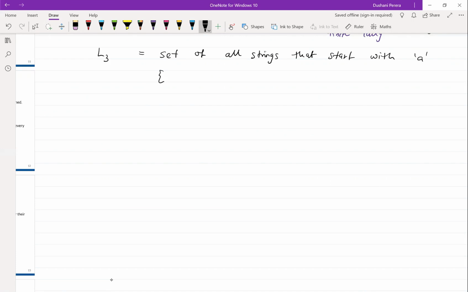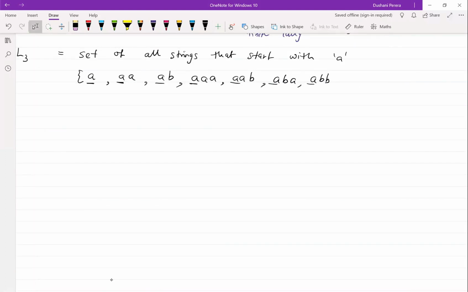What do we get here? We can have A. It should start with A, so we can have A alone. Then A again, it starts with A. Then we can have AB. Now we will come to 3. We can have AAA. Then we can have AAB, ABA, ABB, starts with A.